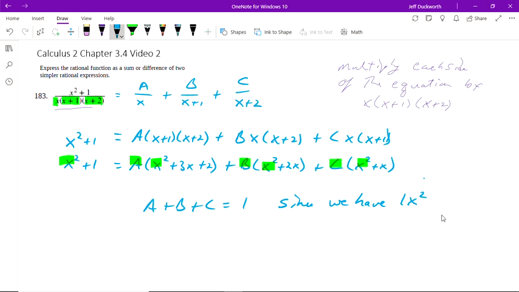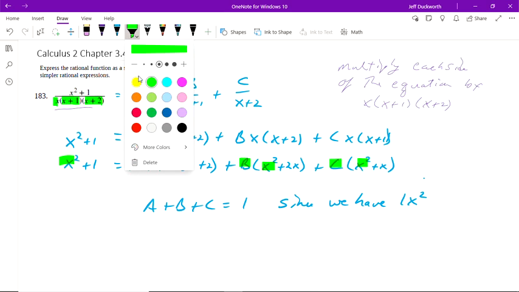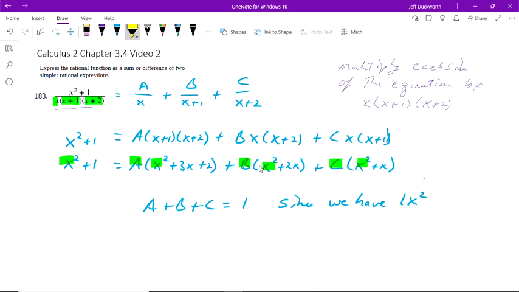If, say, there was a 2 in front of where I've highlighted, well, that would just be 2b. Okay?